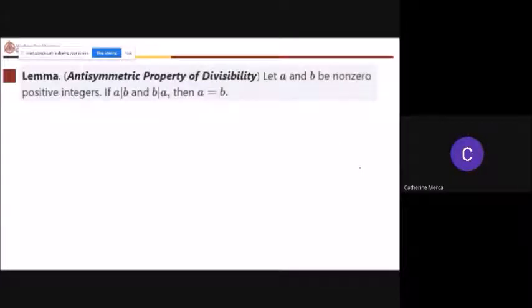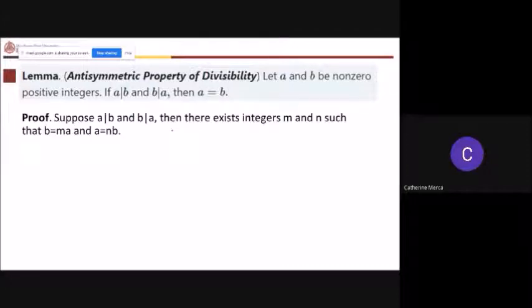Anti-symmetric property of divisibility. If a and b are non-zero positive integers, if a divides b and b divides a, then a is equal to b. If you take a look, it says anti-symmetric. We are used to the symmetric property, right? So the anti-symmetric property says that if a divides b and b divides a, then a equals b.